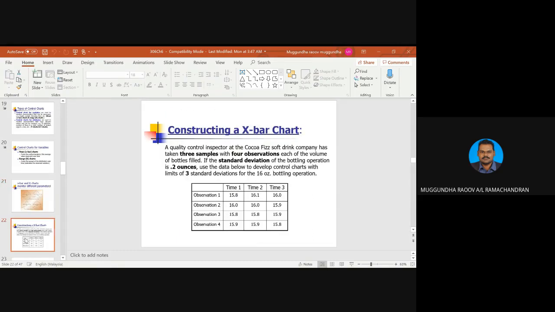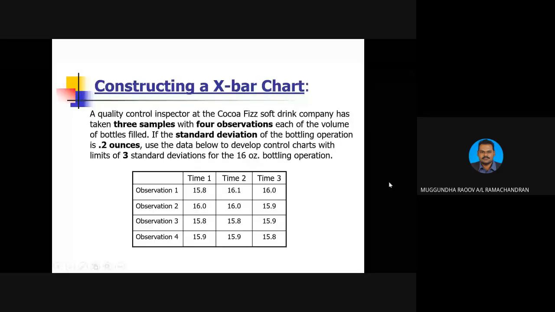Now this is an example question on how to plot an X bar chart. For example, a quality control inspector at the Coca-Cola soft drink company has taken three samples with four observations each of the volume of the bottles filled. If the standard deviation of the bottle operation is 0.2 ounce, use the data to develop the control chart with limits of 3 standard deviations for a 16-ounce bottle operation.